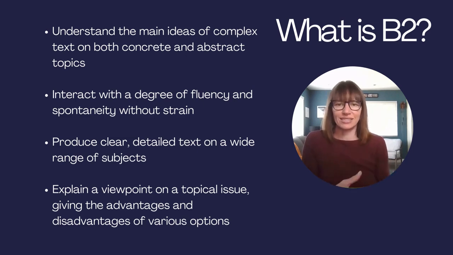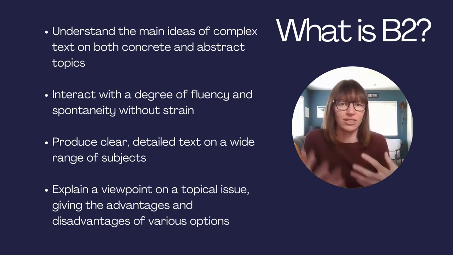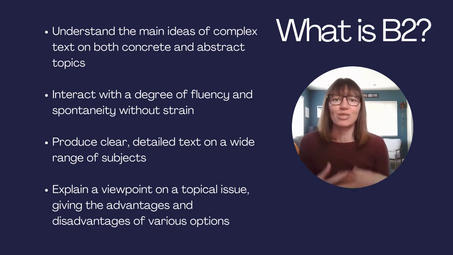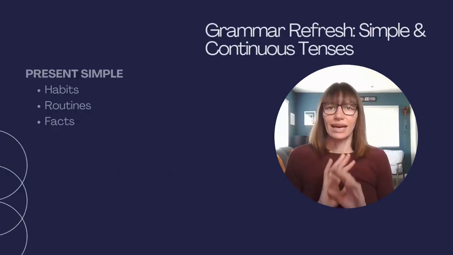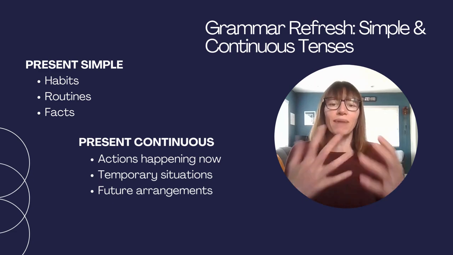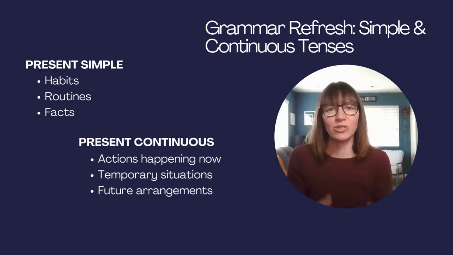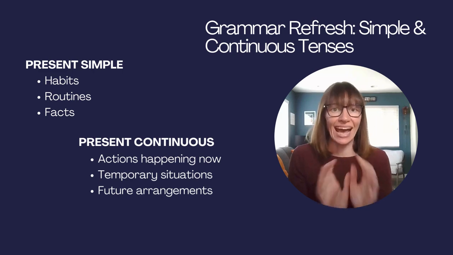Think of it like this: B1, intermediate, low intermediate, you can handle everyday situations and familiar topics. But at B2, you're starting to navigate more complex situations. You're understanding nuances, you're expressing yourself more precisely, and engaging in deeper conversations. It's a really big, exciting step between B1 and B2. Now, B2 isn't about learning completely new tenses, but using the ones you know with more flexibility and accuracy.